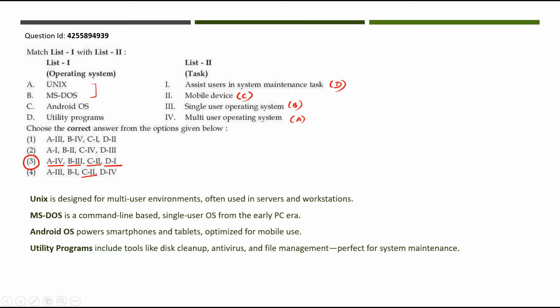So let's see a statement on all the operating system terms here. Unix is designed for multi-user environments often used in servers and workstations. MS-DOS is a command line based single user OS from the early PC era. So it does not have a desktop version like Windows. It is completely command line based. Android OS powers smartphones and tablets optimized for mobile use. Utility programs include tools like disk cleanup, antivirus and file management that are perfect for system maintenance. With this we are completing Unit 8 questions.